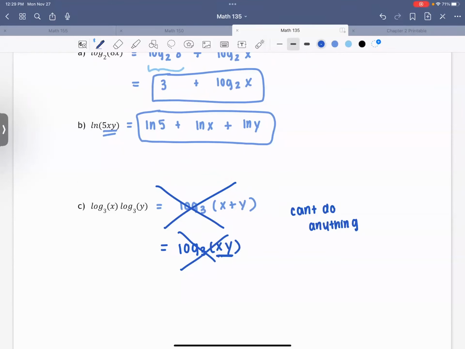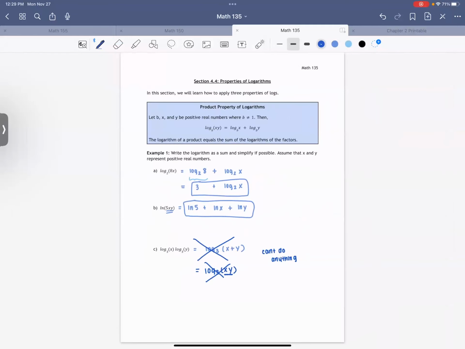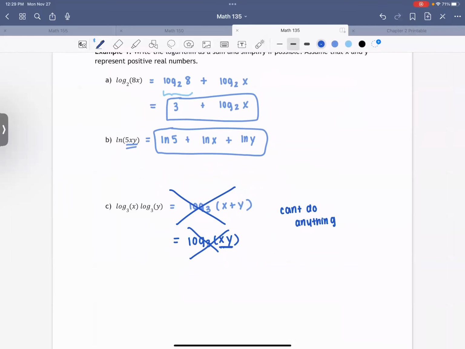I think the textbook throws a couple in their practice exercises like this. There's nothing you can do. It's a trick question. The only thing you can do is multiplication on the inside, addition on the outside. It's the only thing that can happen. Okay. Any questions? That would be log base 3 squared of xy.